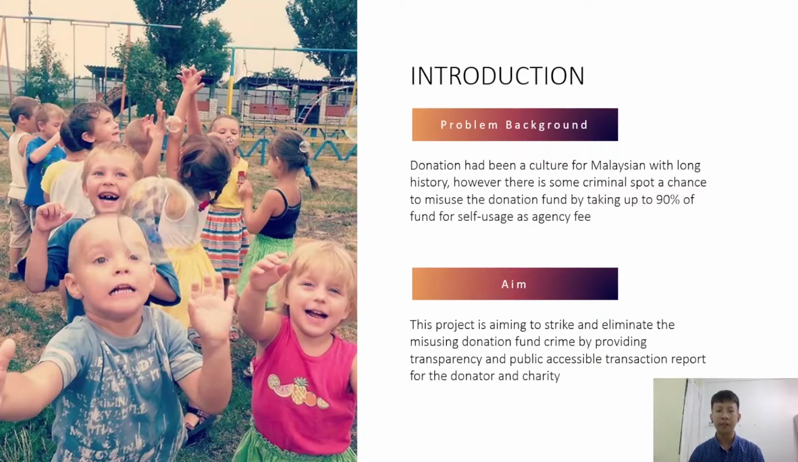The aim of this system is to strike at and eliminate the crime of misusing donation funds by providing transparent and publicly accessible transaction reports for the donator and charity. With this aim, the donator can see where his money is going and how much cumulative money has been collected by the charity. So there is no extra agency fee hidden from the donor side or by the charity side.